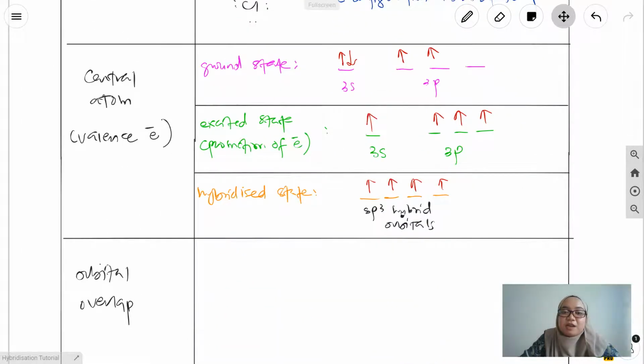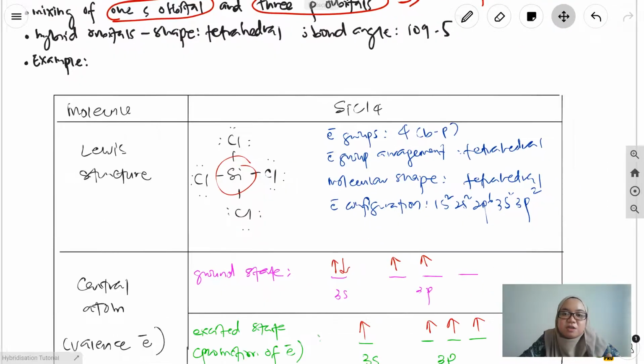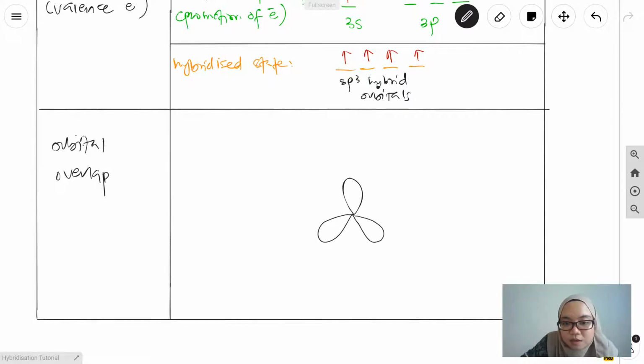Now we need to draw the orbital overlapping. Silicon will have the hybridized state of sp3 hybrid orbitals. The sp3 hybrid orbital has the shape of a tetrahedral, so we need to draw it in the shape of a tetrahedral. First silicon: 1, 2, 3, 4. This is tetrahedral, okay? And then label silicon here, and then label the sp3, sp3, sp3.